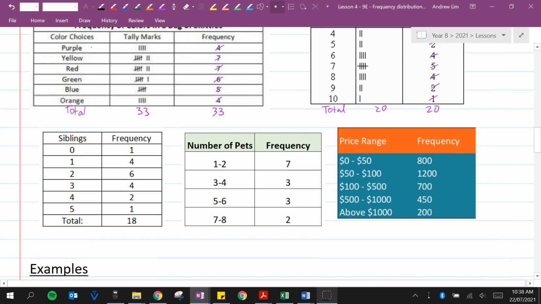Here we've got siblings and frequency. How many siblings do you have? You could have no siblings. That's one person has no siblings. Or 4 people have 3 siblings, etc.